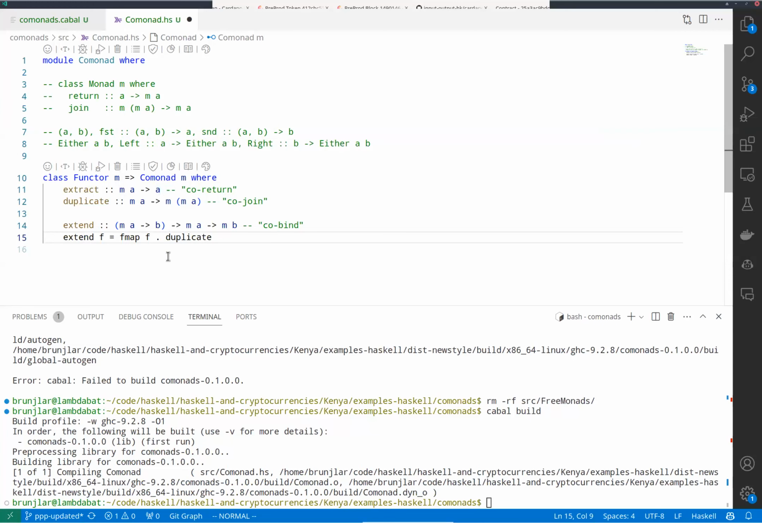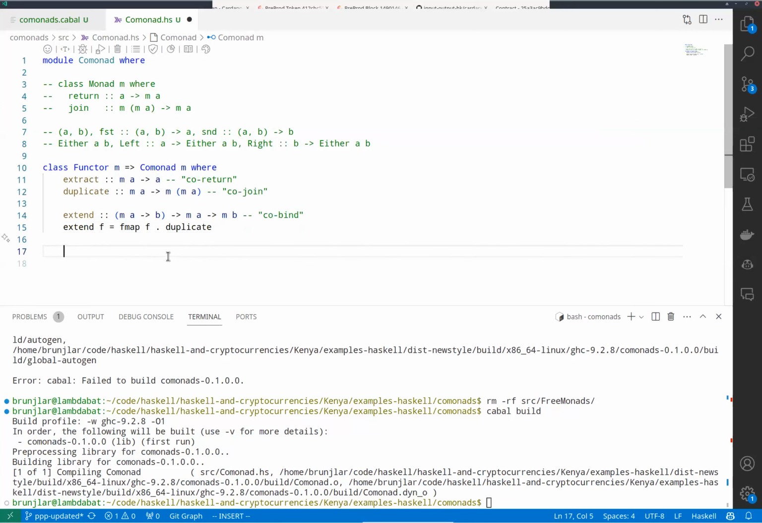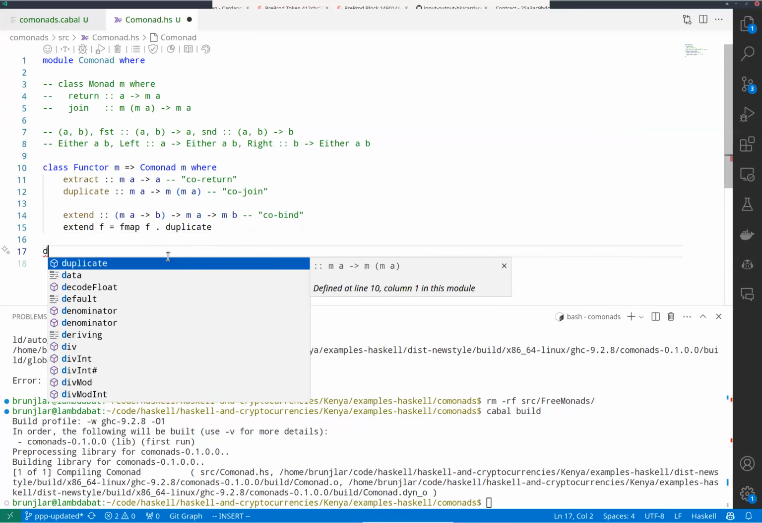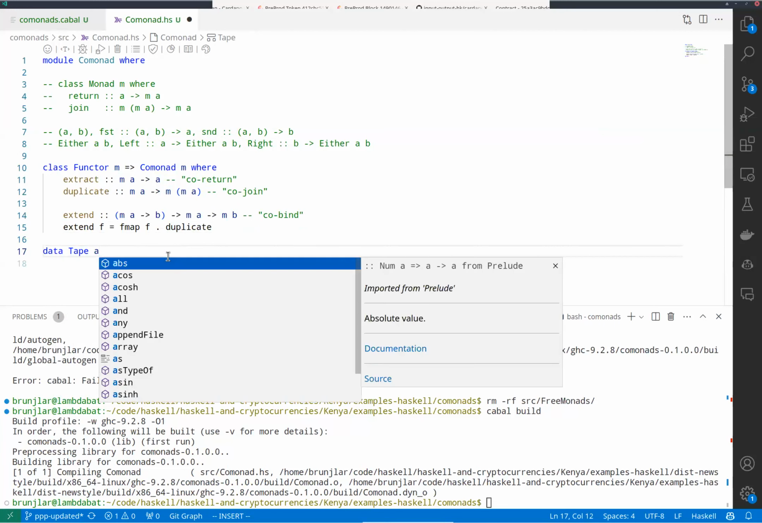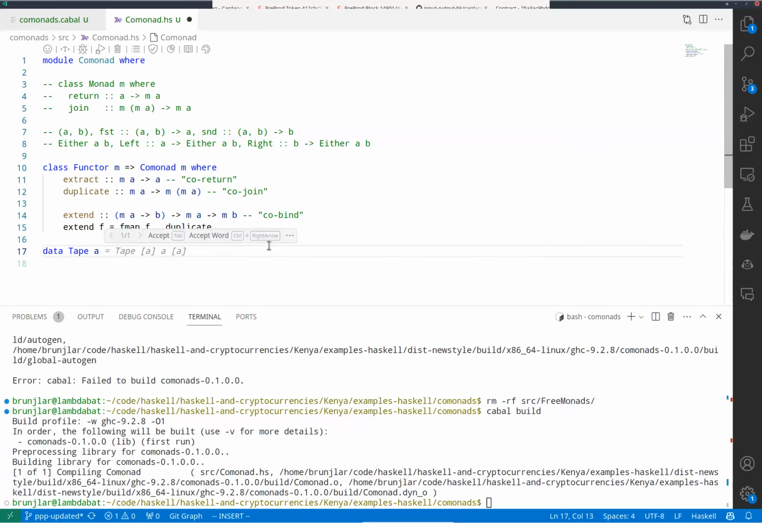And my favorite comonad is actually tape. So let's do a tape. So the idea is, yeah, exactly what Copilot says it is. So the idea is it's like, for example, a tape of numbers. So we have whatever, and then something in focus.